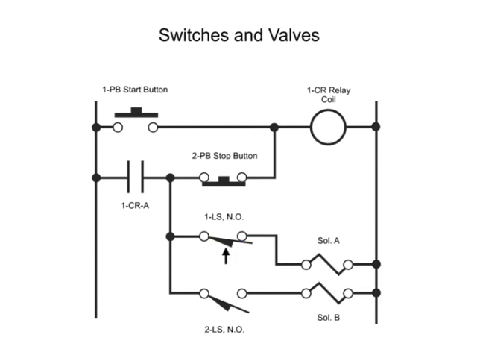The other limit switch in this diagram is 2LS. It also is a normally open switch. However, at the start of the circuit, it is in the open position and thus has no arrow.